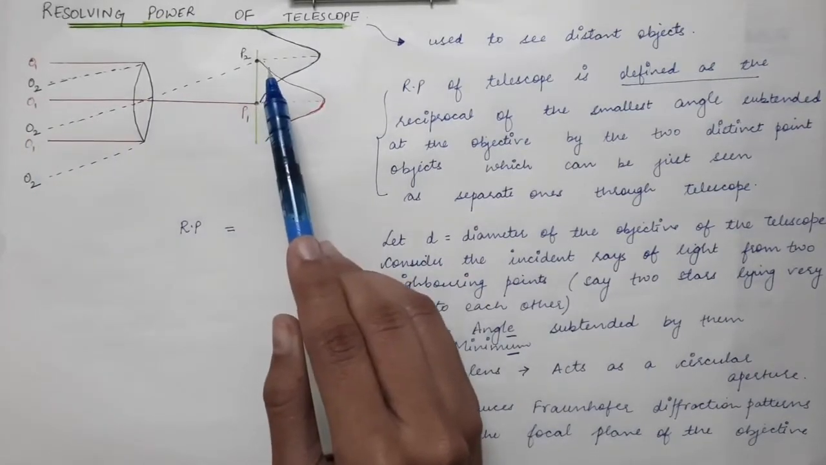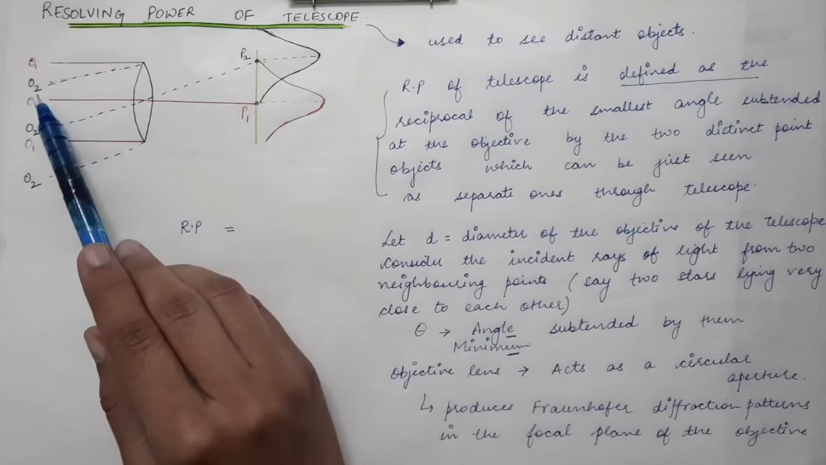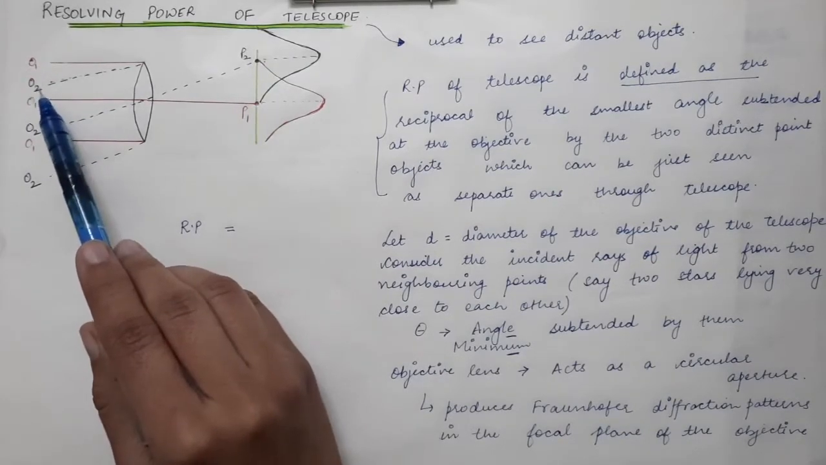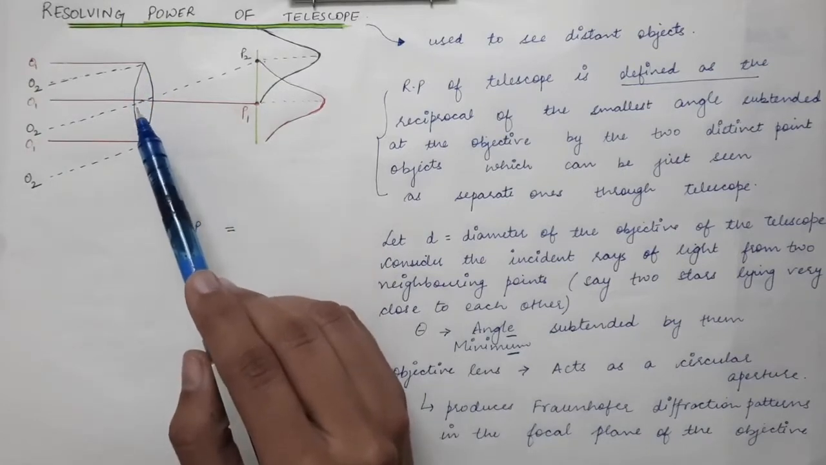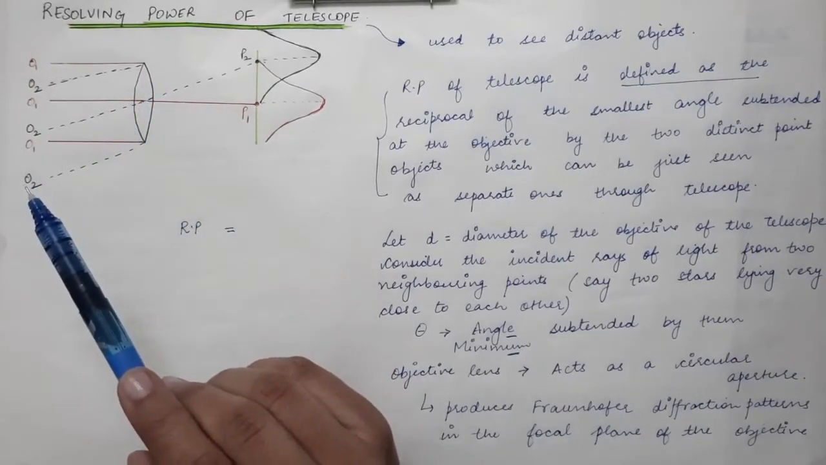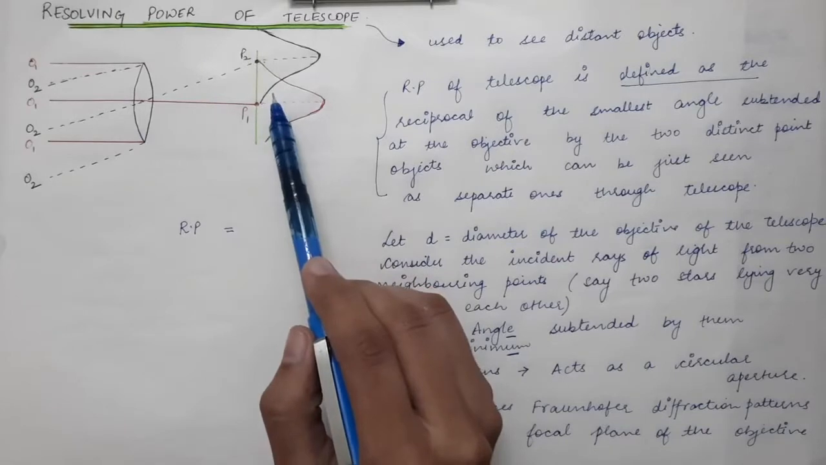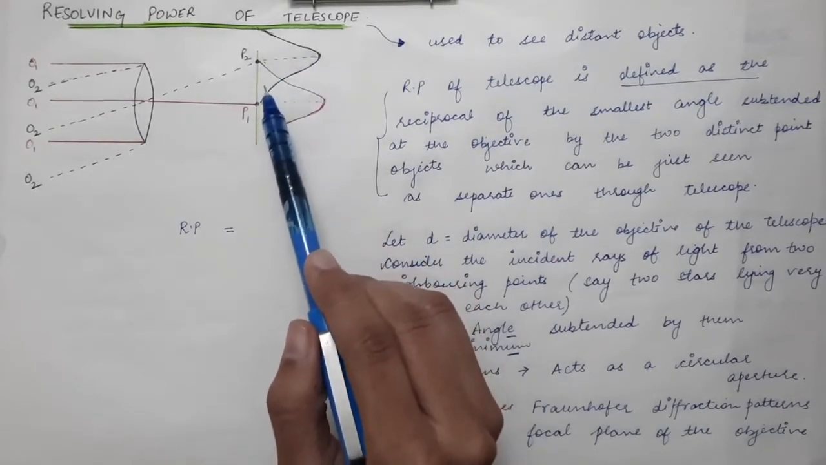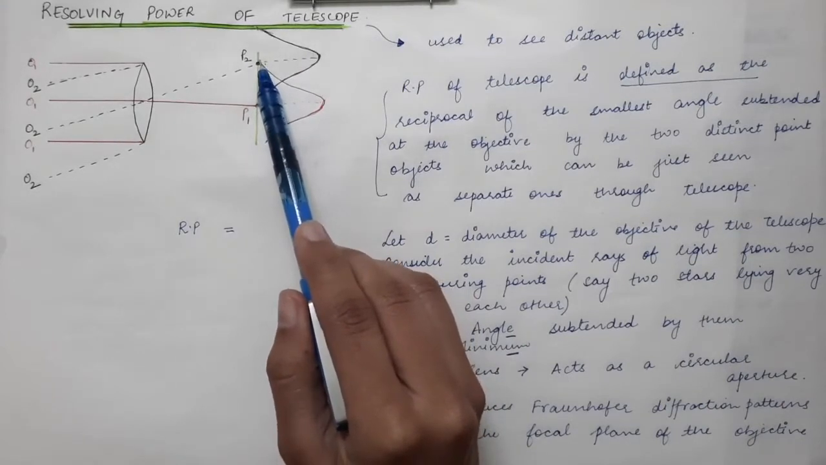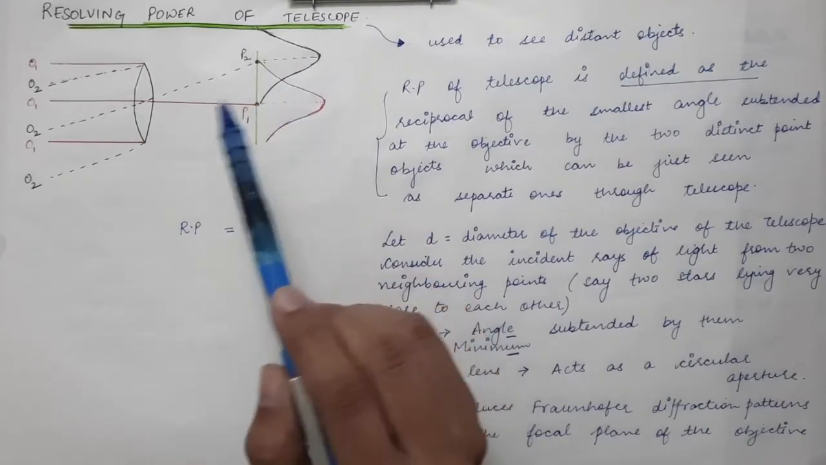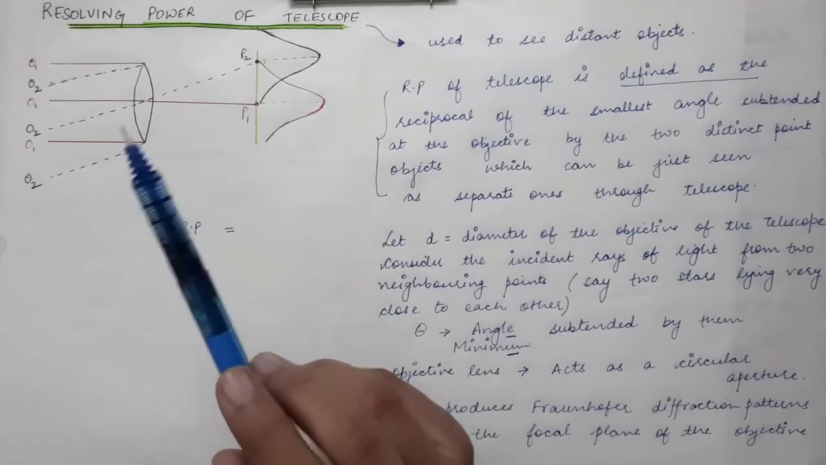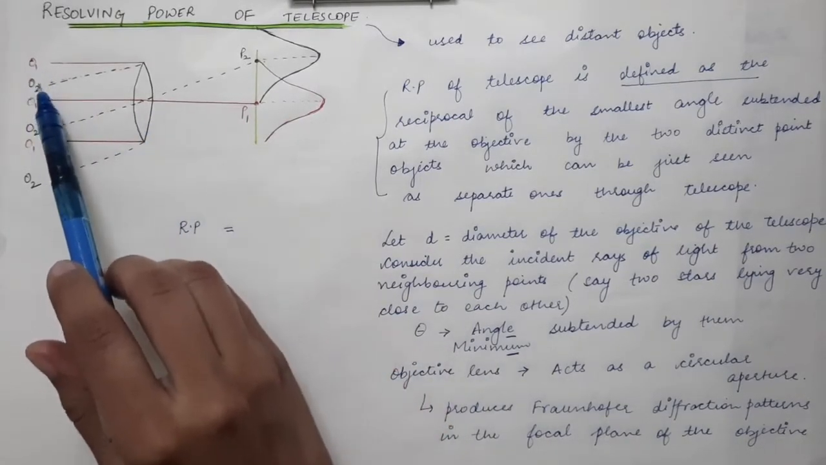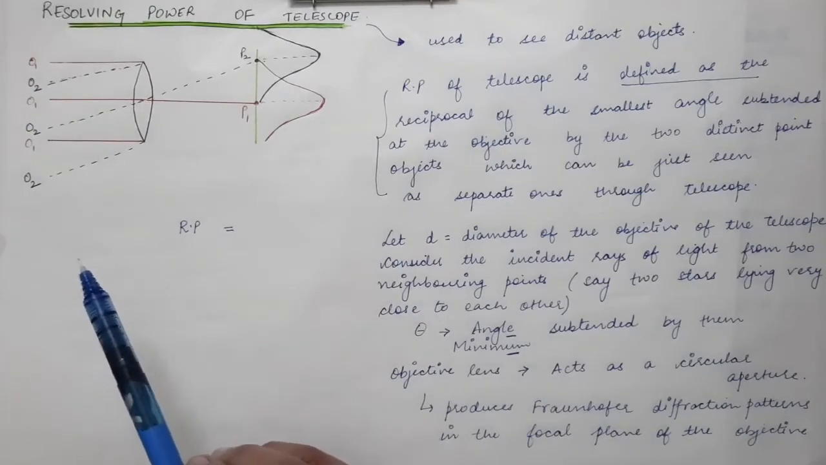So over here we are assuming that the O1 and O2 objects are placed so that these two objects are just resolved by the objective lens of the telescope. And this can be seen from here: the principal maximum or central maximum in this case is falling on the first minimum of the diffraction pattern formed by the other object. So this is what the Rayleigh criterion is, and we are assuming that O1 and O2 are placed such that they are just resolved.